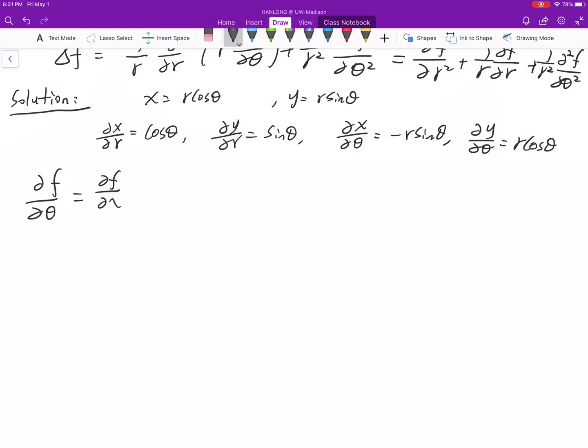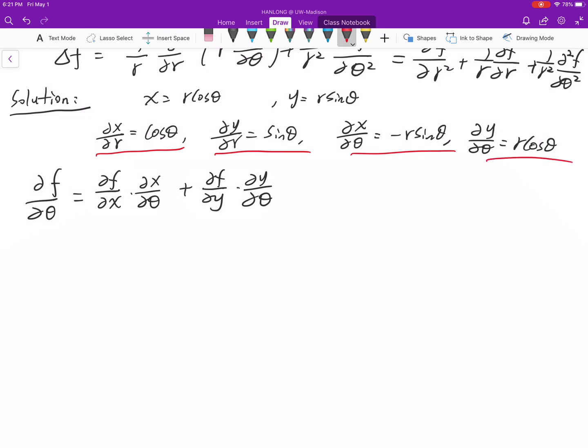We can use the chain rule. Partial f partial theta equals partial f partial x times partial x partial theta plus partial f partial y times partial y partial theta. You see here, we represent partial f partial theta in terms of partial x and partial y. The advantage is the transformation we need is partial x partial theta and partial y partial theta, which is easier, very clean, just a product of trigonometric or some easy functions.